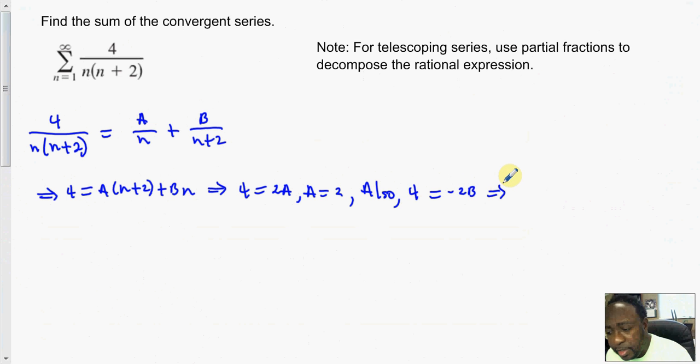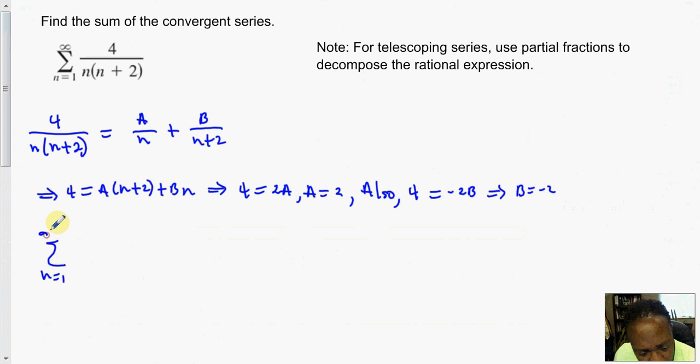That implies that b is equal to -2. So the series, look, the a is 2, the b is -2, so you can write the series now as the sum from n goes from 1 to infinity of 2 over n minus (that's -2, the b) over n plus 2. Now we list out these terms.